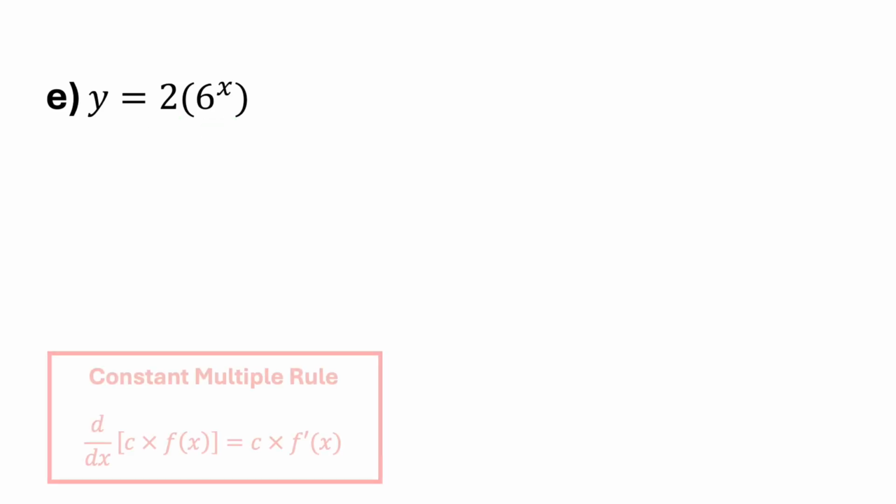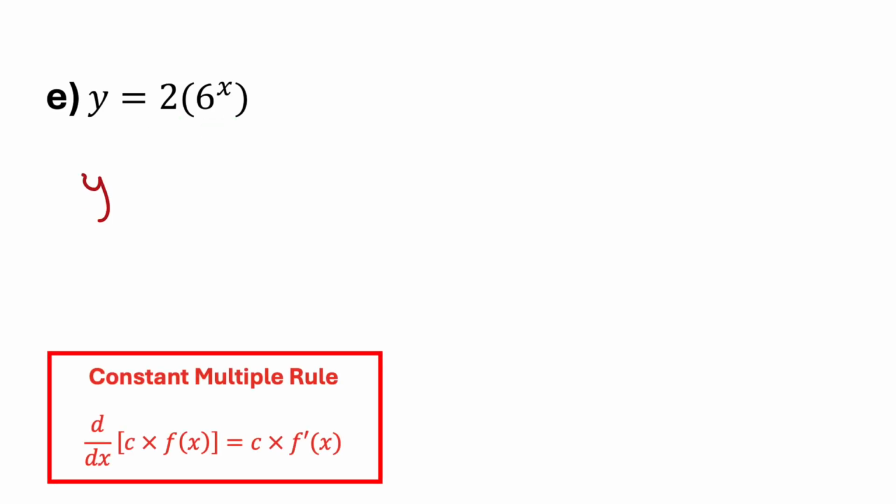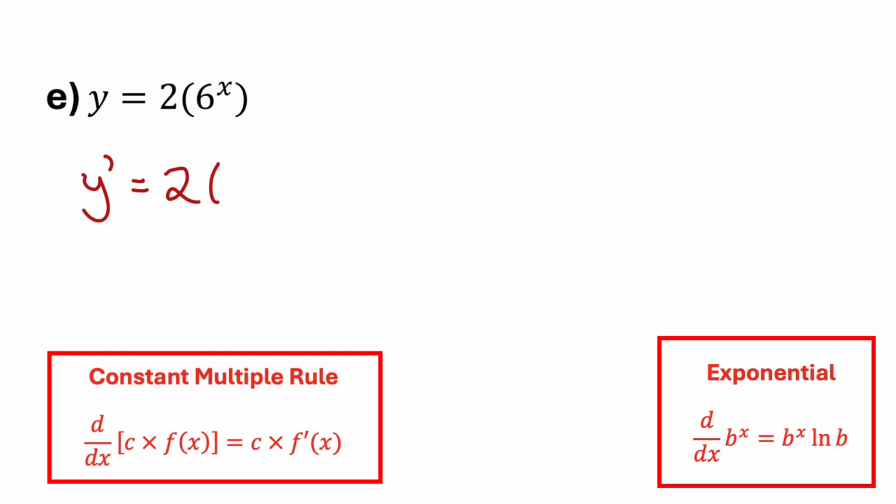So we can use the constant multiple rule, which says the derivative of this would be equal to that constant, 2, times the derivative of this function of x. And the derivative of 6 to the x is 6 to the x times the natural logarithm of the base of the power, 6. And that's it. That's the derivative of that exponential function.